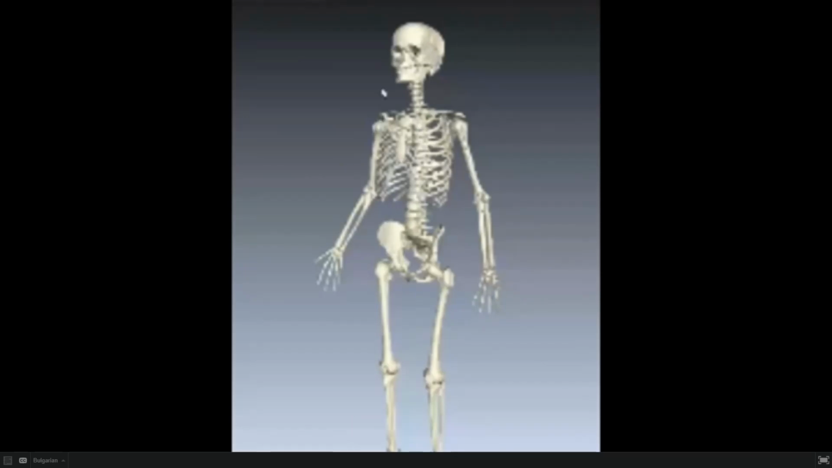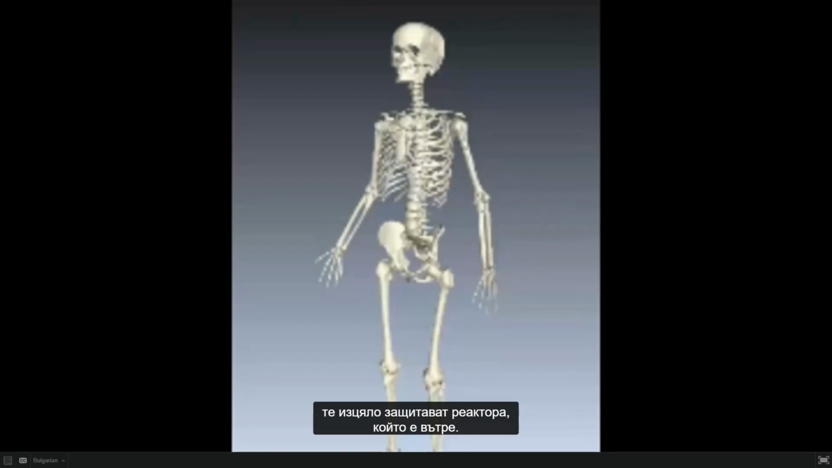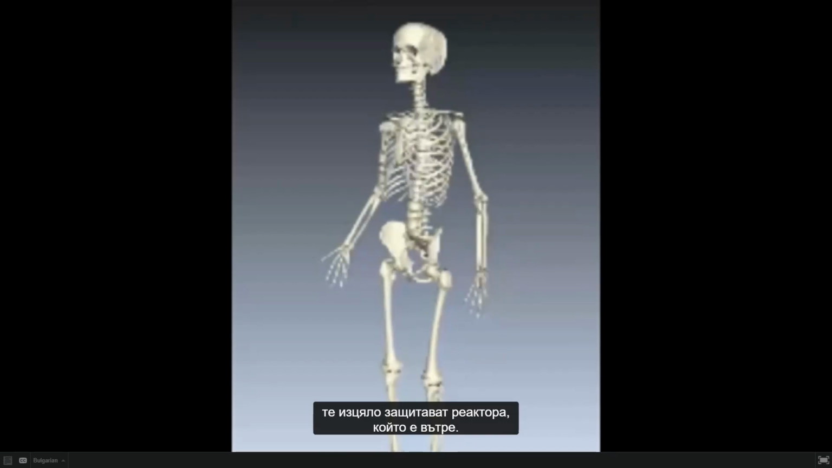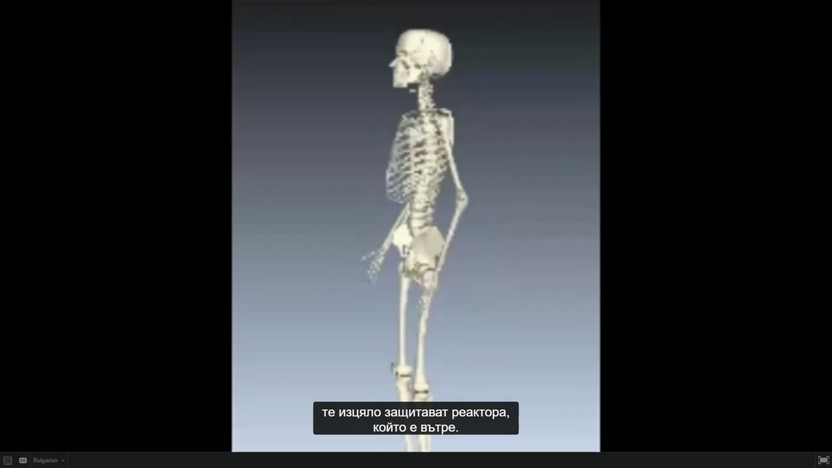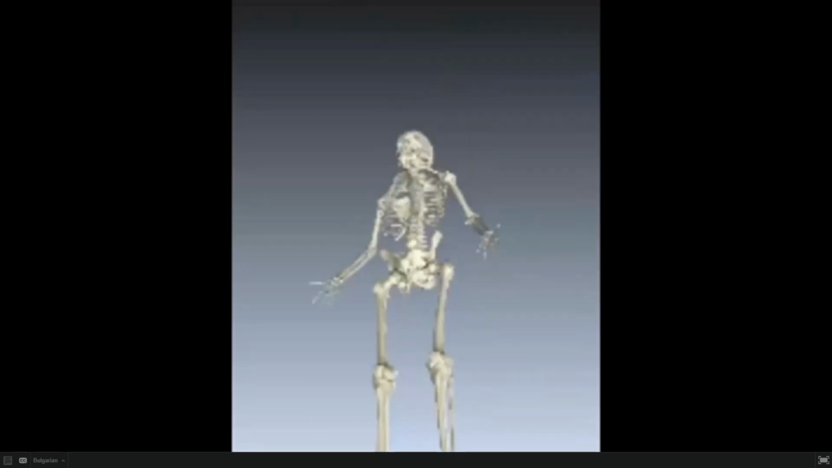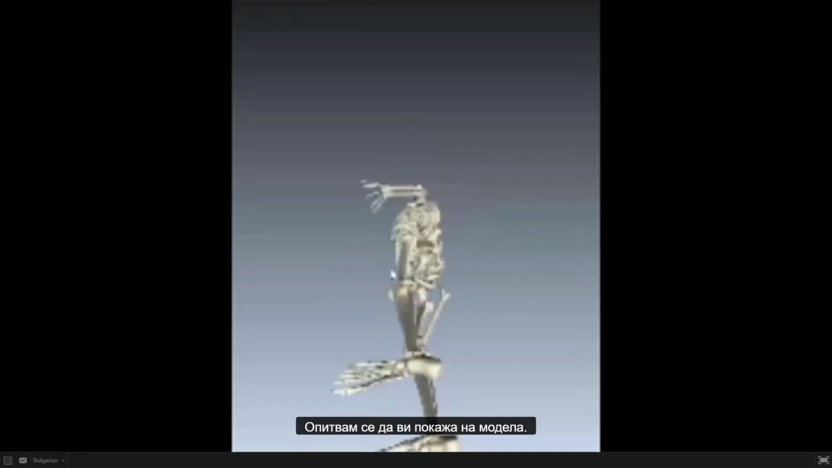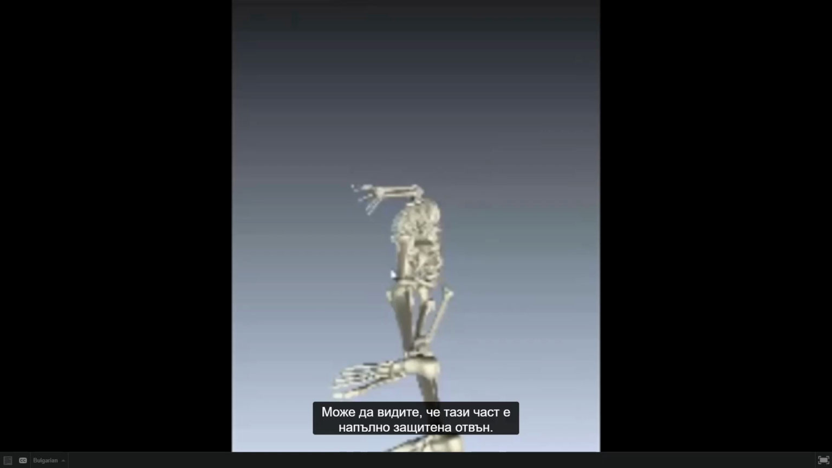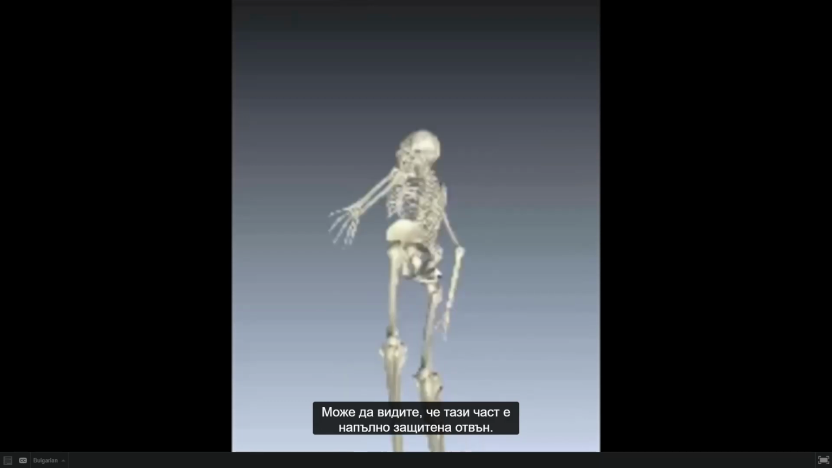You see, our skull is so dense, and then the ribs, and then the third one is here. The pelvic bones fully protect the reactors inside. And see, it is the perfect cave. I am trying to figure out the skeleton model to show you. You may see on this part that it is a fully protected outside cave.